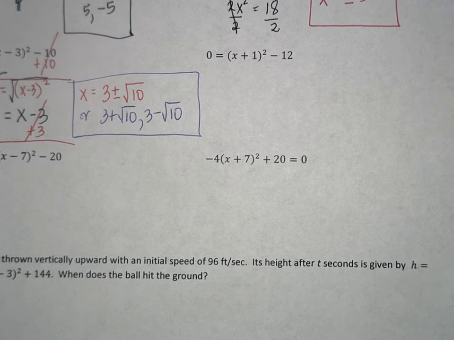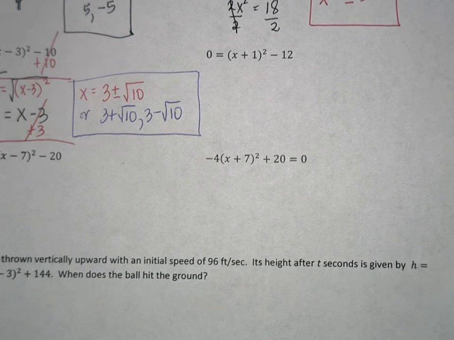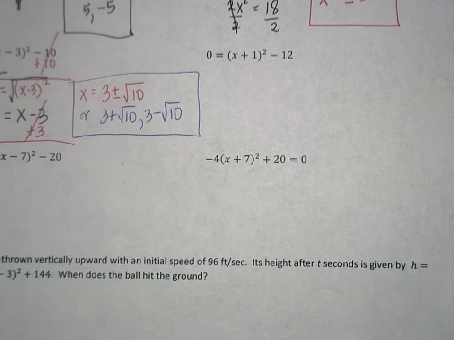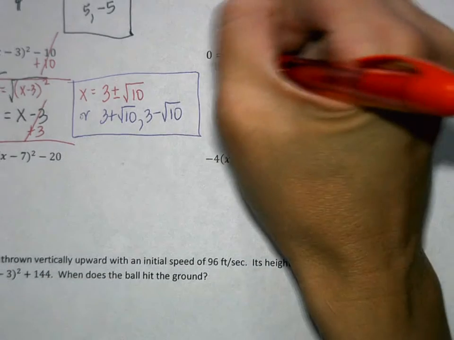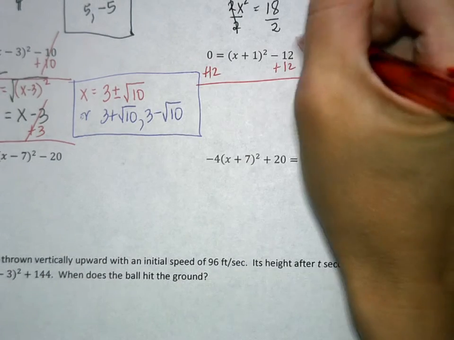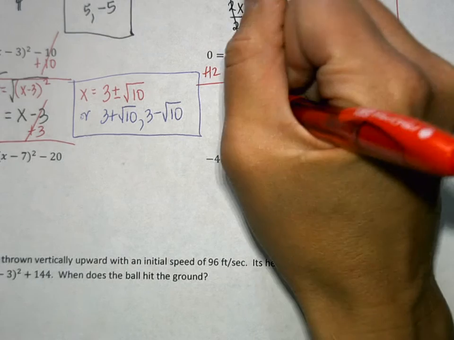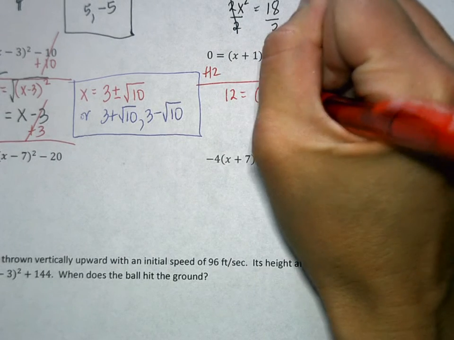Okay, so I should be pulling 6 right now, but I don't have them out. What is my first step? Add 12. Very good. Add 12 is correct. Okay, we're doing that because we're isolating our square. 12 equals x plus 1 squared.